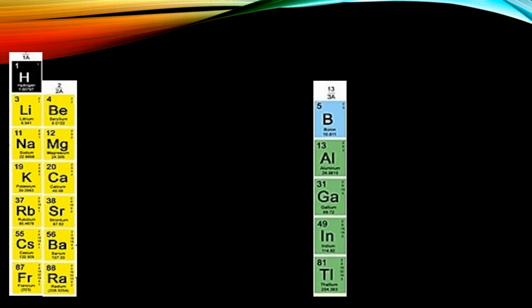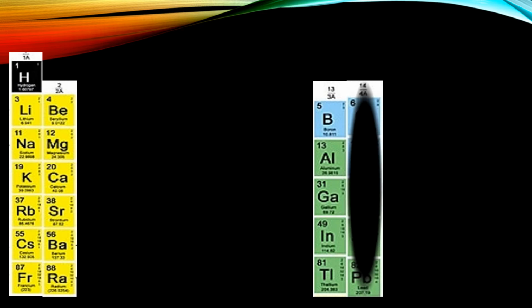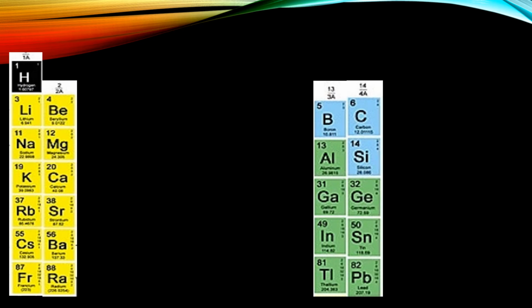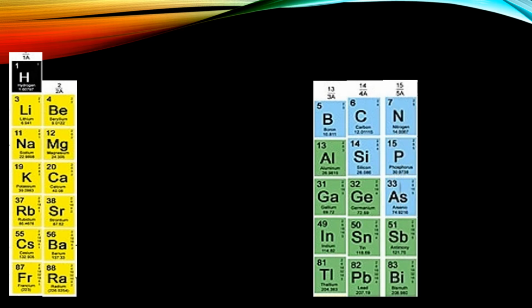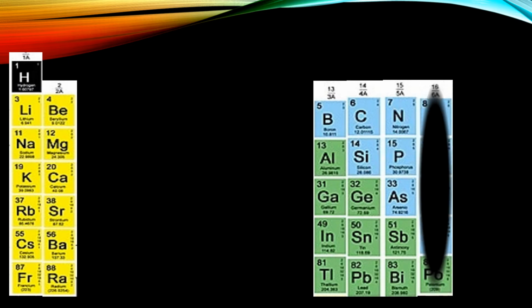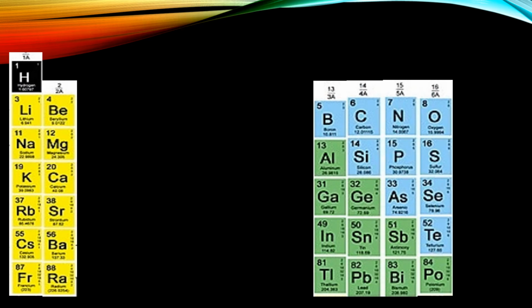It is the boron family containing boron, aluminium, gallium, indium and thallium. Fourth A group is the carbon family: carbon, silicon, germanium, stannum and lead. Next is the nitrogen family, the 5A group: nitrogen, phosphorus, arsenic, antimony and bismuth. And 6th A group, it is also called the oxygen family. It contains oxygen, sulfur, selenium, tellurium and polonium.